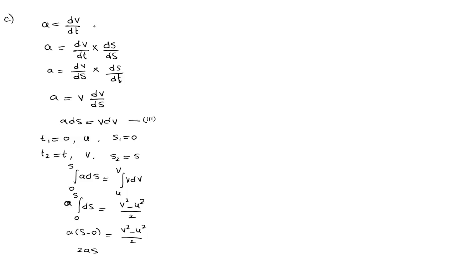Therefore, 2as is equal to v square minus u square. So finally the condition is v square is equal to u square plus 2as. Okay, this is the third equation of motion. In this third equation of motion, the first letter is v, that's why velocity, and the last letter is s, displacement. The velocity displacement relation is the third equation of motion: v square is equal to u square plus 2as.